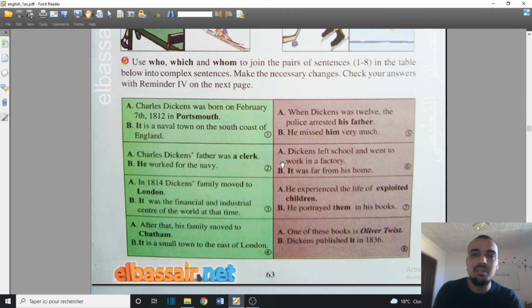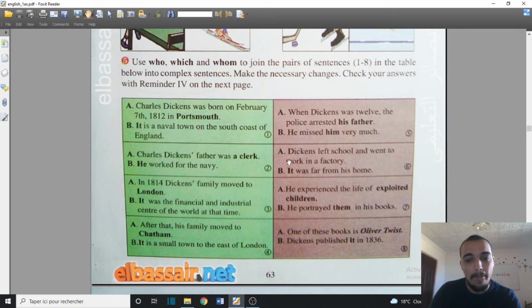So now we'll move on to some practice. Try to practice with me for a while to understand it more. We'll go through other examples, and of course every time I will give you some time to practice on your own. Try to say the answers. So, for example, Dickens left school and went to work in a factory. Now, it was far from his home.